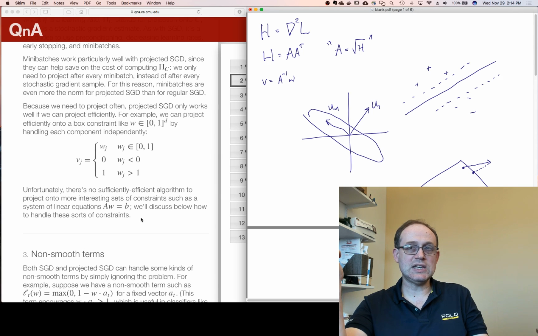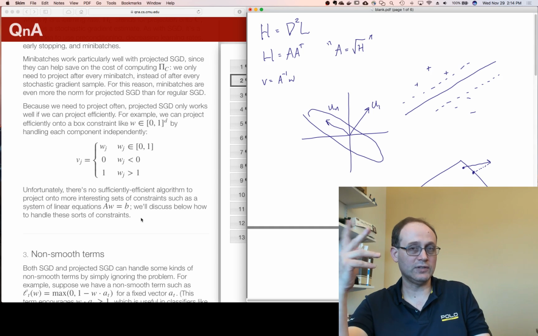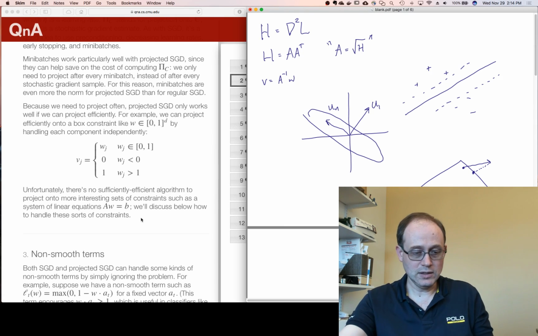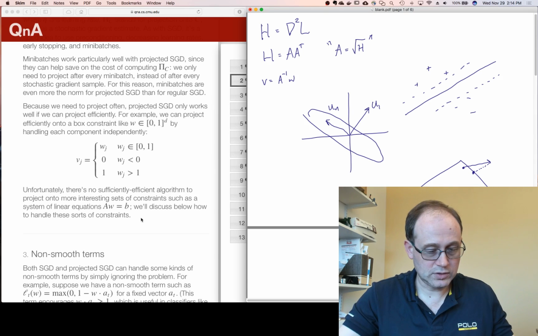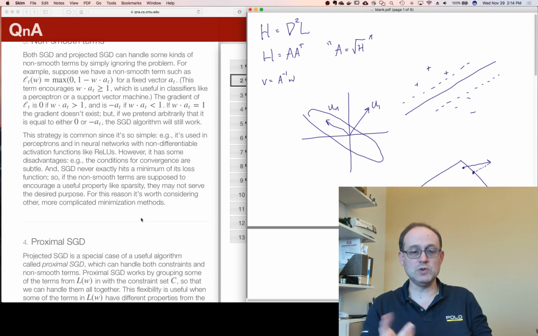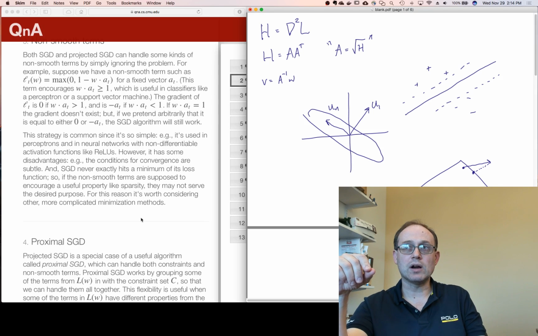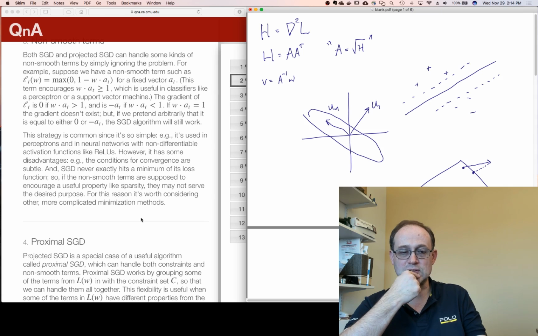Now, projected SGD doesn't work, or it works but really slowly, if you have a more complicated constraint set. Later on in this set of lecture notes, we'll talk about ways to handle more complicated constraint sets. Before we get there, it's worth talking about how to handle non-smooth terms, meaning terms L sub t where the gradient of L sub t doesn't exist at all possible values of W.